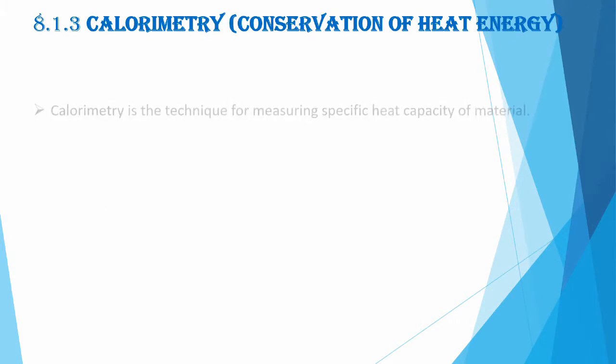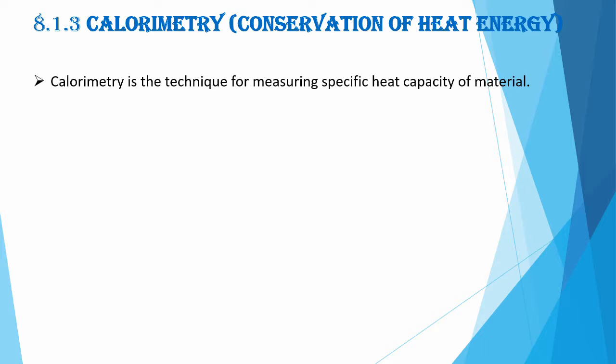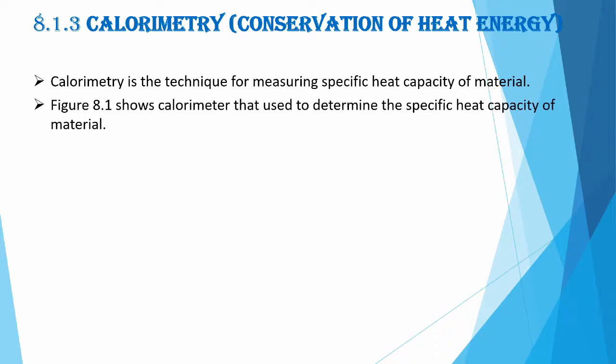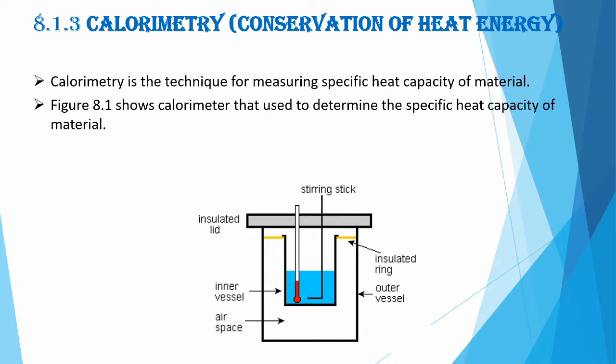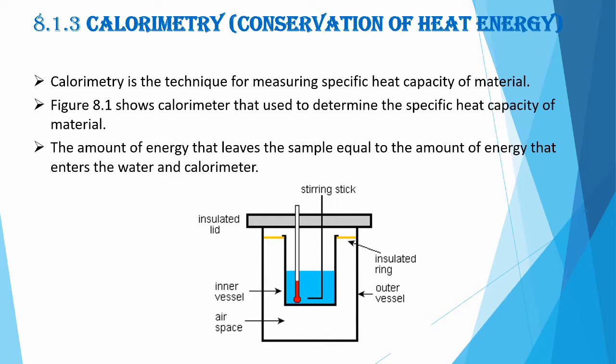Calorimetry, application of conservation of heat energy. Calorimetry is the technique for measuring the specific heat capacity of a material. Figure 8.1 shows a calorimeter that is used to determine the specific heat capacity of a material. The amount of energy that leaves the sample equals the amount of energy that enters the water and calorimeter.